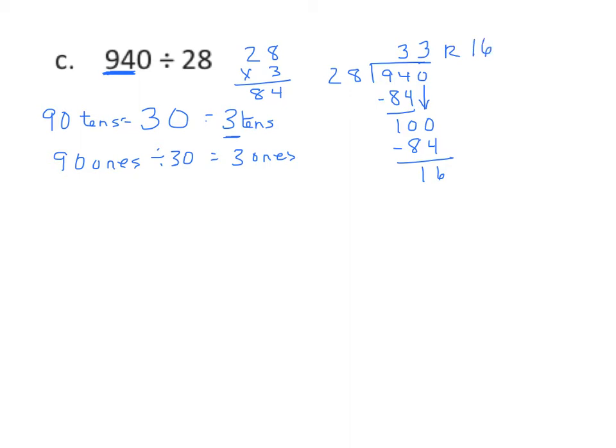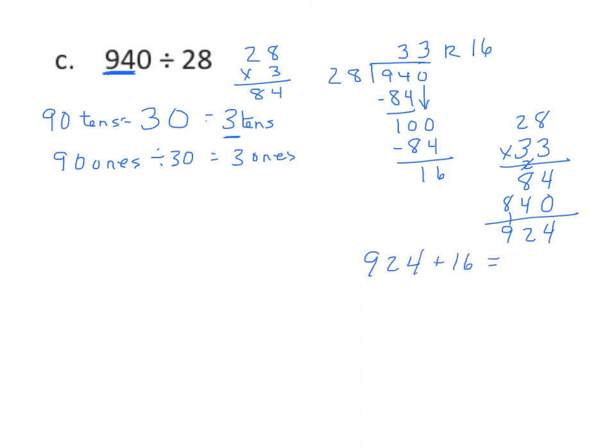Now we check. We need to multiply our quotient times our divisor. I'm going to put the 33 on the bottom because I can use that multiplication by 3 twice. So 3 times 8 is 24. Regroup. 3 times 2 is 6 plus 2 is 8, 84. And now I'm just going to put my 0 in, and we're going to find the sum of our partial products. I get 924. Now I take my product, I'm going to add my remainder, and I get 940. So I have a good match between my check and my dividend.